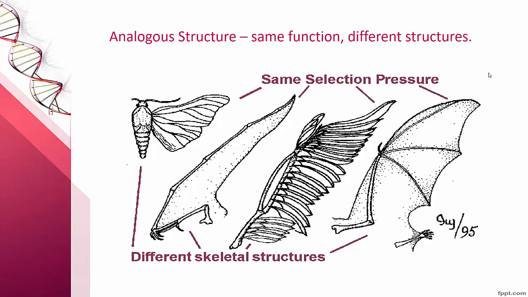Alright, analogous structures. It's the kind of opposite to homologous. So we've got same function but different structures. The structure of a moth's wing is very different to some sort of flying lizard, to a bird, and to a bat. Very different, but they're under the same pressures. The pressure is, it's an adaptive advantage to fly, and so multiple organisms, if they live in a similar environment, will evolve similar structures to perform the same function.